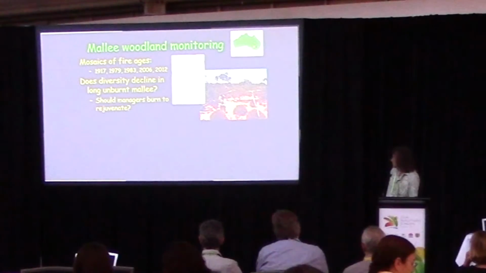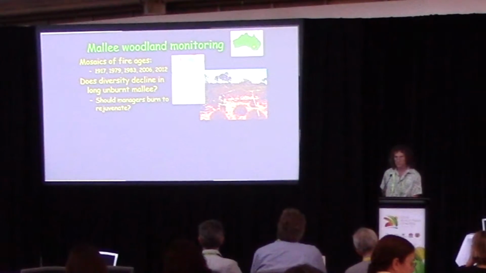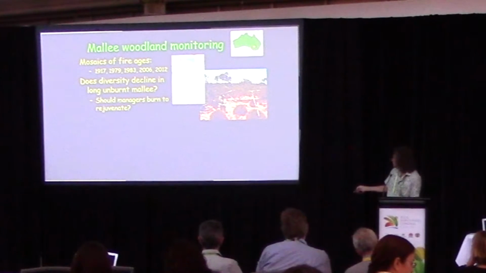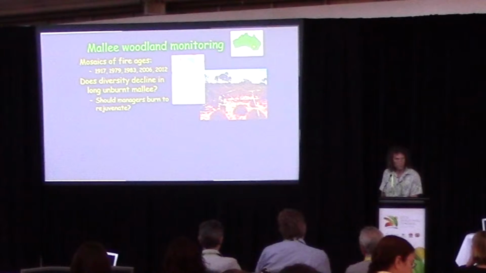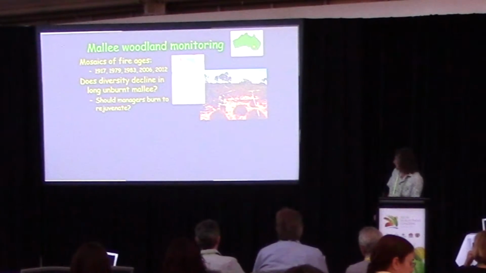Here's another one. This is an area where I work in far southwestern New South Wales and the southeastern part of Australian deserts. And it's a fire-prone area. There are mosaics of patches that have different ages of fires, and quite a lot of this landscape that you can see on that little coloured map there is white, which means that there's been no recorded fires since at least 1917. So the question was, are we losing species from these long unburnt patches that, seemingly to the eye, seem to be degrading and becoming quite species poor?